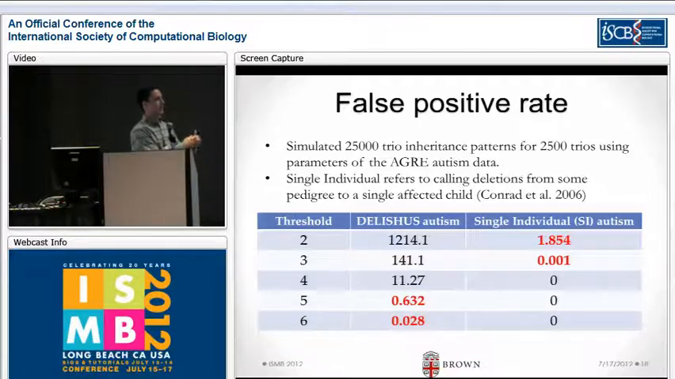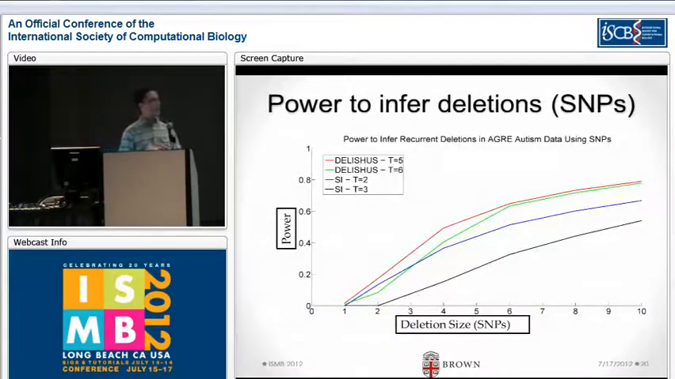obviously a false positive. The single individual algorithm here refers to just an algorithm calling deletions from some pedigree to a single affected child. This is what Conrad et al. was doing, where they were looking at one trio in isolation. So we see that we need a threshold of about 5 or 6 for the DELISHUS algorithm, and the single individual algorithm can get away with a threshold of 2 or 3 to have a tolerable number of false positives.